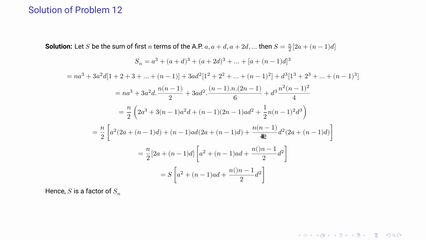Okay, I messed this up. This is wrong. This bracket should be here, n into (n minus 1) by 2 D square. I'll correct this in the upload.